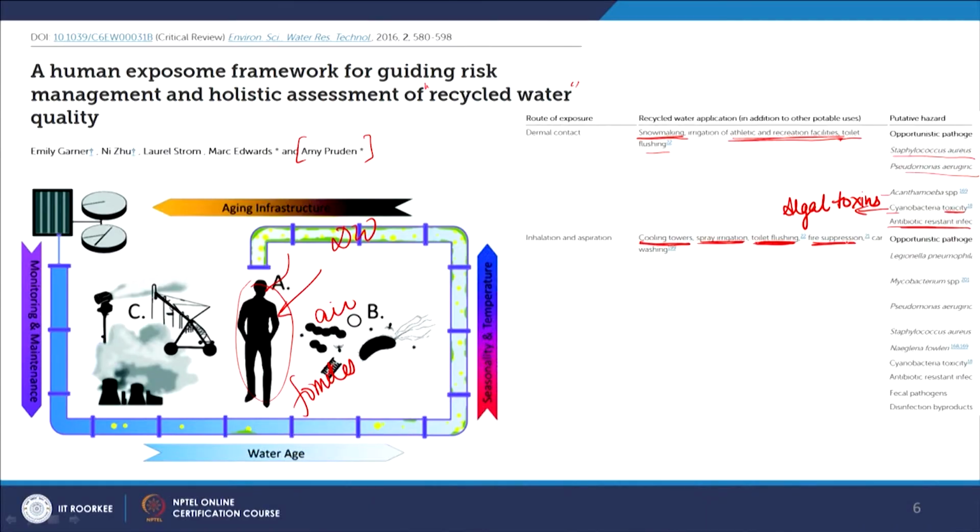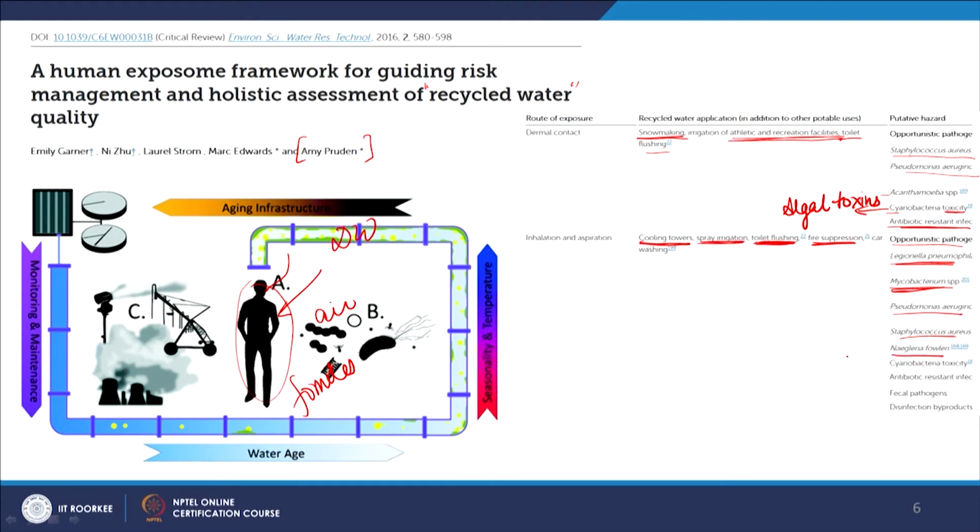Fire suppression: you have fire hydrants, and when you are trying to throw water on the fire, you are aerosolizing water. Car washing, also showers. In this case, we are concerned about opportunistic pathogens such as Legionella pneumophila, which causes mild lung infection, and Mycobacterium species, which also includes the tuberculosis mycobacteria. Pseudomonas aeruginosa causes really bad skin infections, and Staphylococcus aureus also.